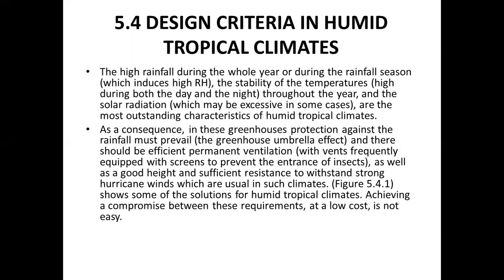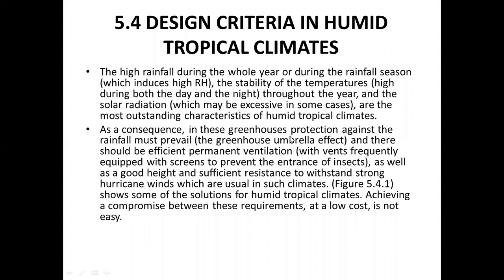As a consequence, in these greenhouses, protection against the rainfall must prevail, the greenhouse umbrella effect, and there should be efficient permanent ventilation with vents frequently equipped with screens to prevent the entrance of insects, as well as a good height and sufficient resistance to withstand strong hurricane winds, which are usual in such climates. Figure 5.4.1 shows some of the solutions for humid tropical climates. Achieving a compromise between these requirements at low cost is not easy.